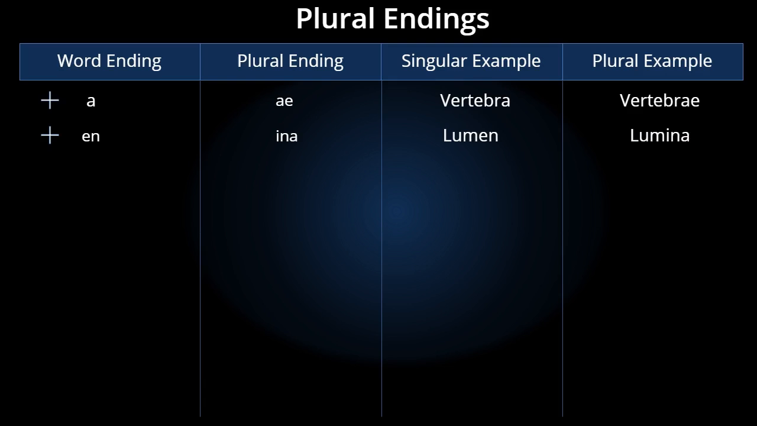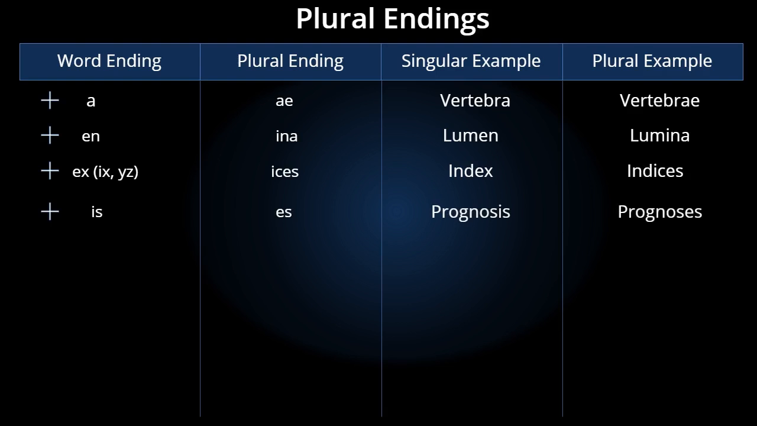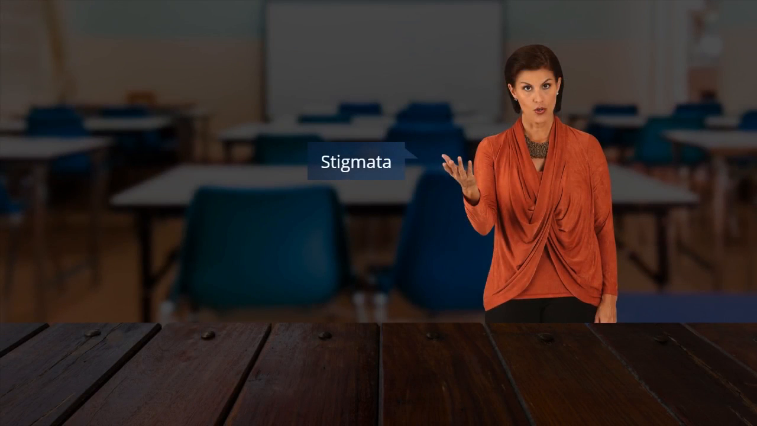Words ending with EX, IX, YX have a plural ending of ICES. For example, index will become indices. Words ending with IS have a plural ending of ES. The word prognosis will become prognoses. Words ending with MA have a plural ending of MATA. A very common example is the common biological term stigma, which you might have heard. Its plural form would be stigmata.